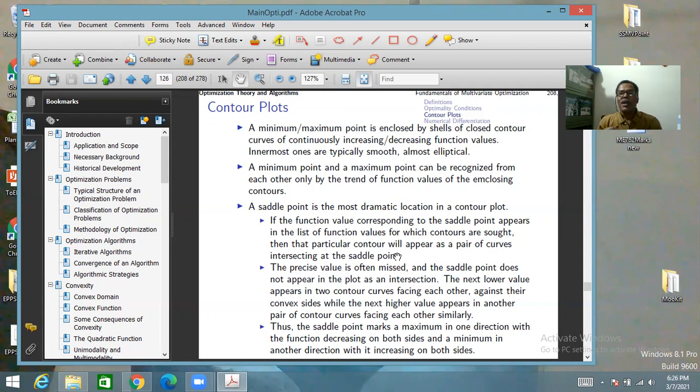Okay. So along one pair of these, the function value will be just higher. Along the other pair of contour curves, it will be just lower than the saddle point value. In between, there will be some value of the function for which you will get two intersecting curves. Okay. So the saddle point marks a maximum in one direction with the function decreasing on both sides, and a minimum in another direction with the function value increasing on both sides. See a schematic.